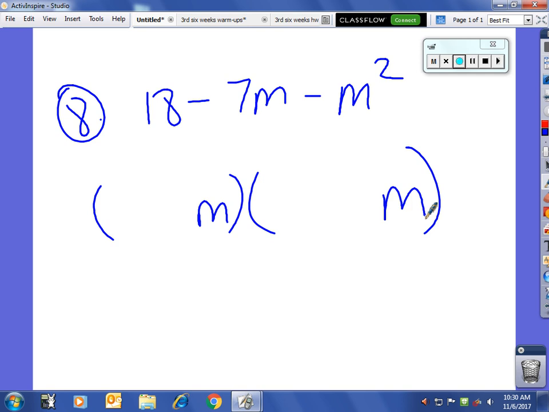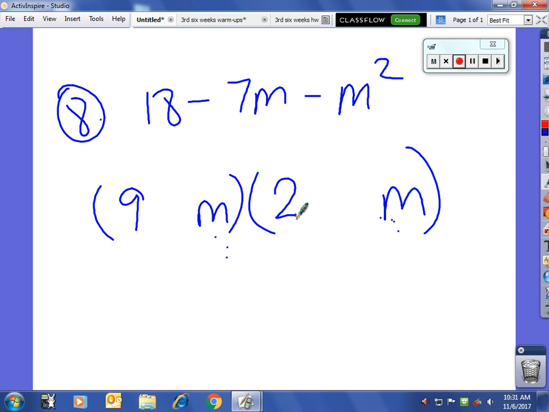And on the back end I've got M and M. You can't write them in the front because one of them has to be a plus and one of them has to be a minus. Now this one is nice, because at least you've only got one possibility on the end: 1M times 1M. So think of the factors of 18 that could make a 7. 9 and 2.